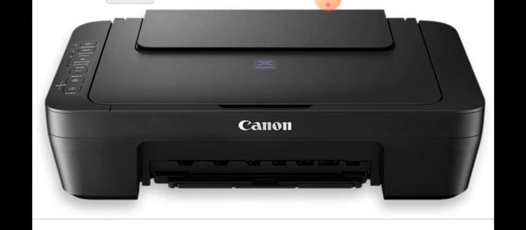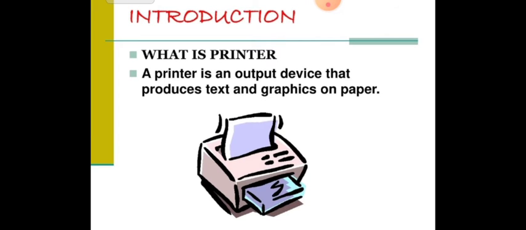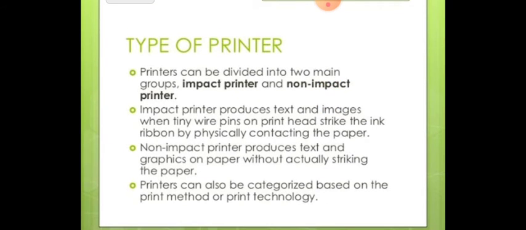Now, can you see this image? This is our next output device. It is a printer. So what is a printer? A printer is an output device that produces text and graphics on paper. Monitor we use for soft copy and printer we use to print material or hard copy on paper, right?